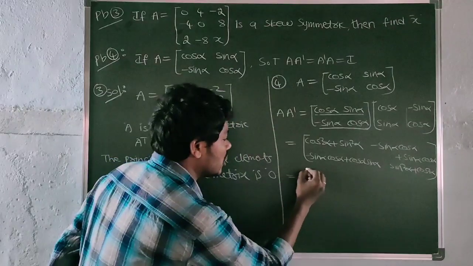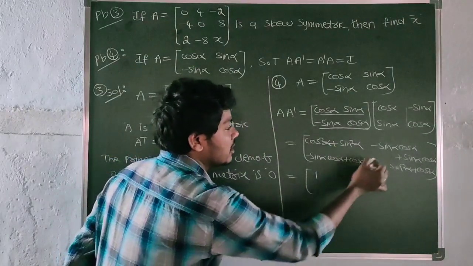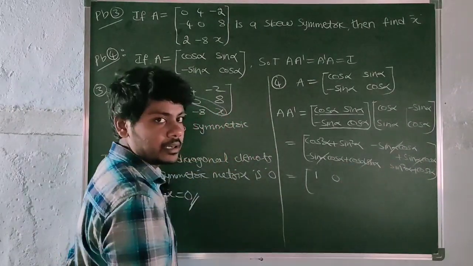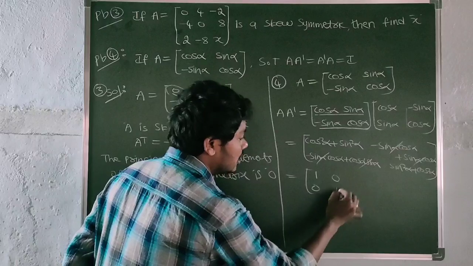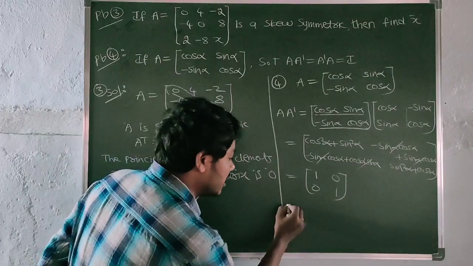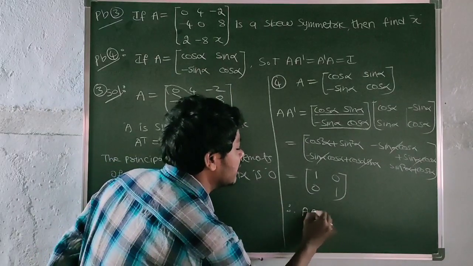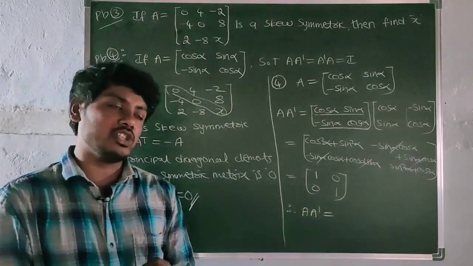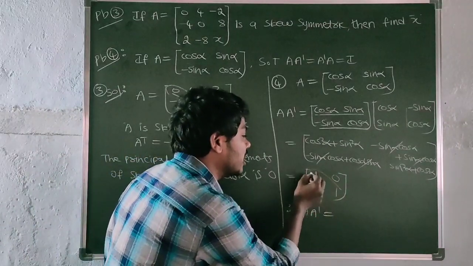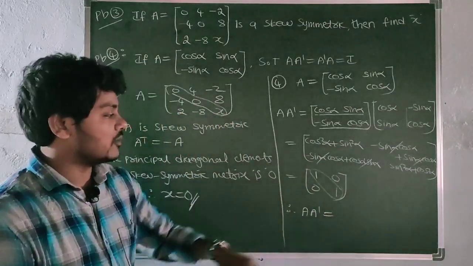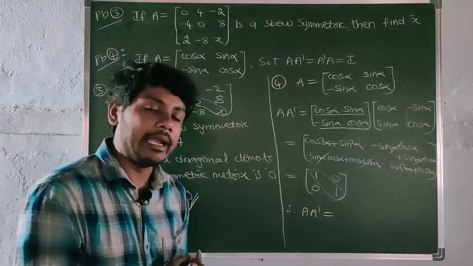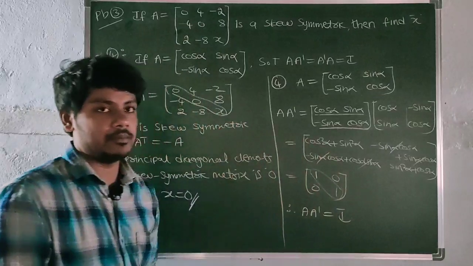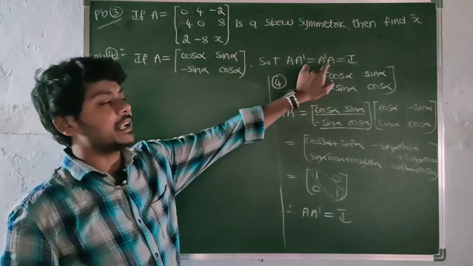So clearly, sin square plus cos square is 1. These two terms get cancelled, that is 0. And here also they get cancelled, 0. Here 1. So therefore A into A transpose is what? Clearly each of the non-diagonal elements is 0 and the diagonal elements are equal to 1. Therefore this type of matrix is an identity matrix and is denoted by I. So next, to find A transpose into A.